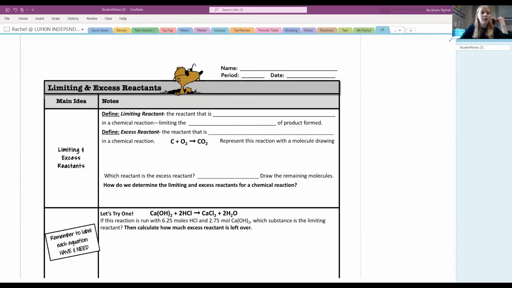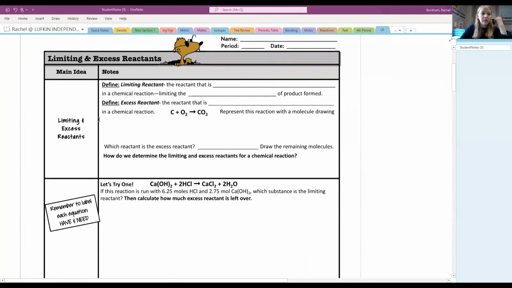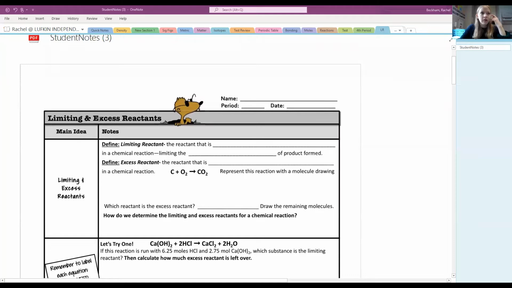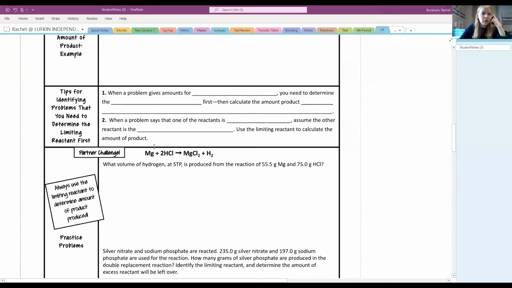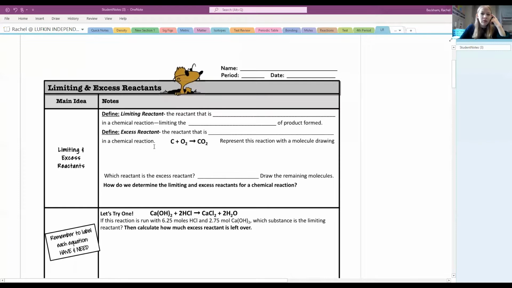So for today, you need to get out the notes that I passed out to you guys yesterday. They're called limiting and excess reactant notes. I think it's just a front and back page, and we're going to be filling in those notes. So if the sub needs to pause it for a second to make sure everybody gets out those notes, go ahead and get out your notes before we fill these in.